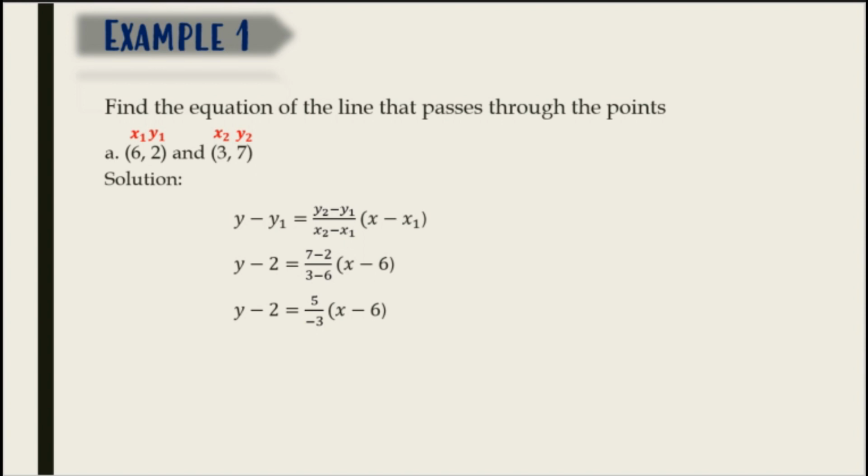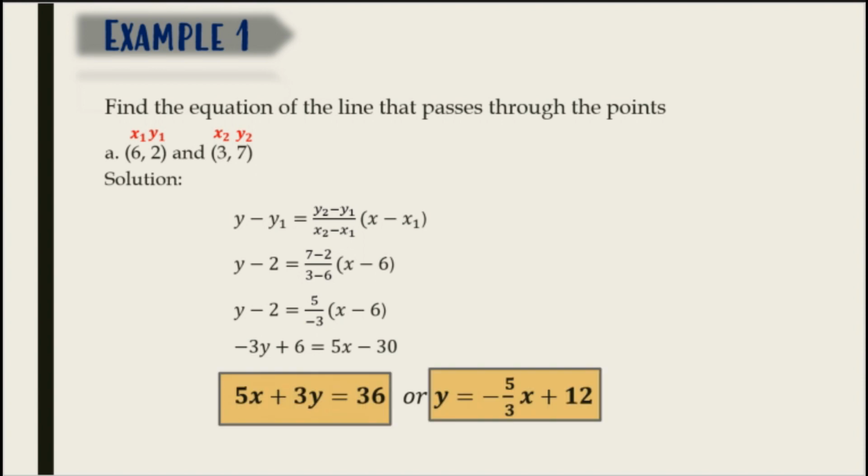And then, next, multiply both sides by negative 3 and apply the distributive property. We get 3y plus 6 equals 5x minus 30. Then, collect all terms with variables on one side of the equation. We have 5x plus 3y equals 36, which is written in the standard form, or I write the result into the slope-intercept form, which gives us y equals negative 5 over 3x plus 12.